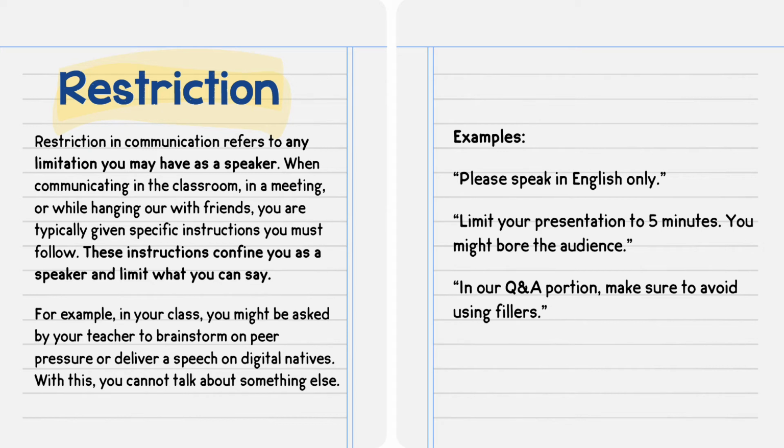Kapag nag-exceed ka, let's say 5 minutes and 1 second, sorry, you are already, di ba parang minsan may mga timer yung teacher, so yun na yun, nag-exceed ka na sa time. And in other contexts, baka mabore nga naman yung audience. In our Q&A portion, make sure to avoid fillers or using fillers. So, ano ba example ng fillers? Yung mga, actually, probably, yung mga ganon. Yun yung mga examples ng fillers.